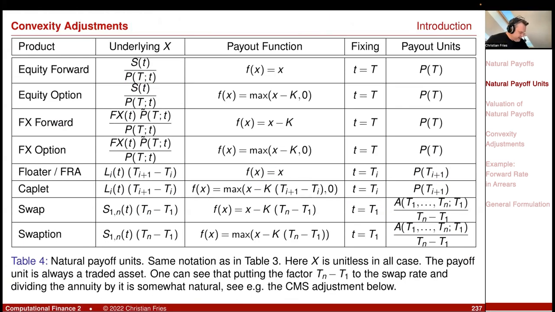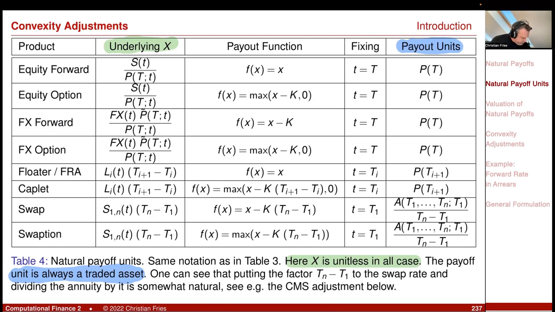Here, the underlying X is unitless in all cases. So I have a unitless quantity. L is an interest rate, so it is something per time, but I multiply with the period length. And the unit in which I pay is always a traded asset and not some traded asset multiplied with time, with seconds. What's that? Okay. And for the swap and the swap annuity, I just propose that you remove the unit. S has the unit 1 divided by time, so you have to multiply with some time length.